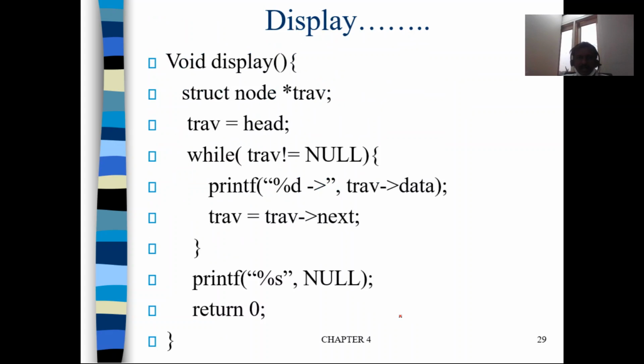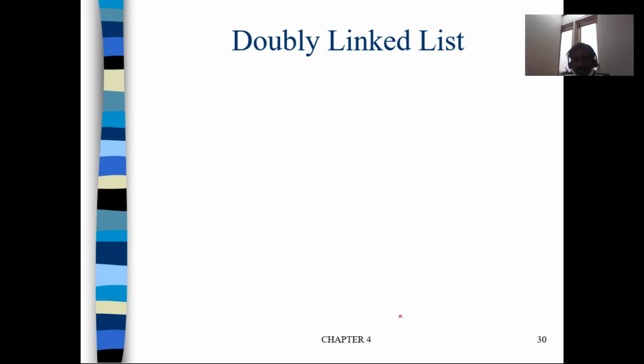Okay, fine. So in today's lecture what we'll be discussing is doubly linked list. In the last lecture we discussed singly linked list. So what is meant by a doubly linked list?